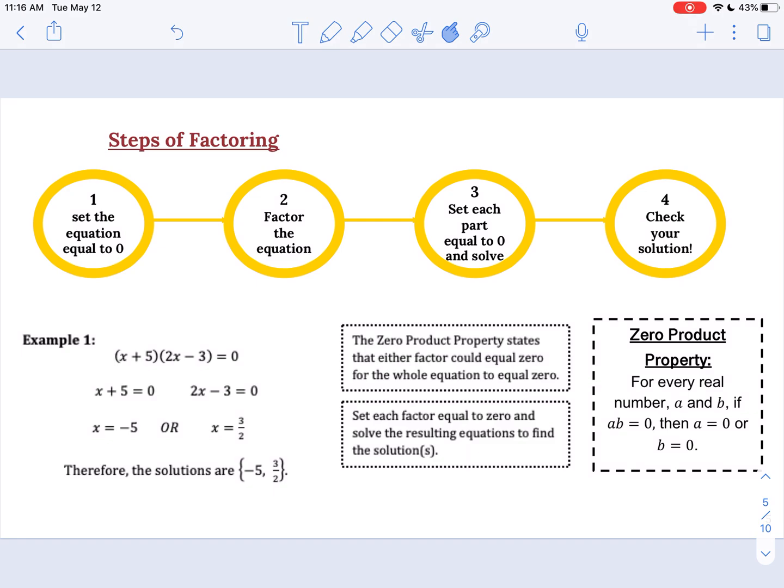Set each factor, or each part of my equation, equal to 0. Step 4, always important to check your solution. I know some of you like to skip that step. Please don't skip it though. Check that solution, plug it back in, make sure it makes sense.